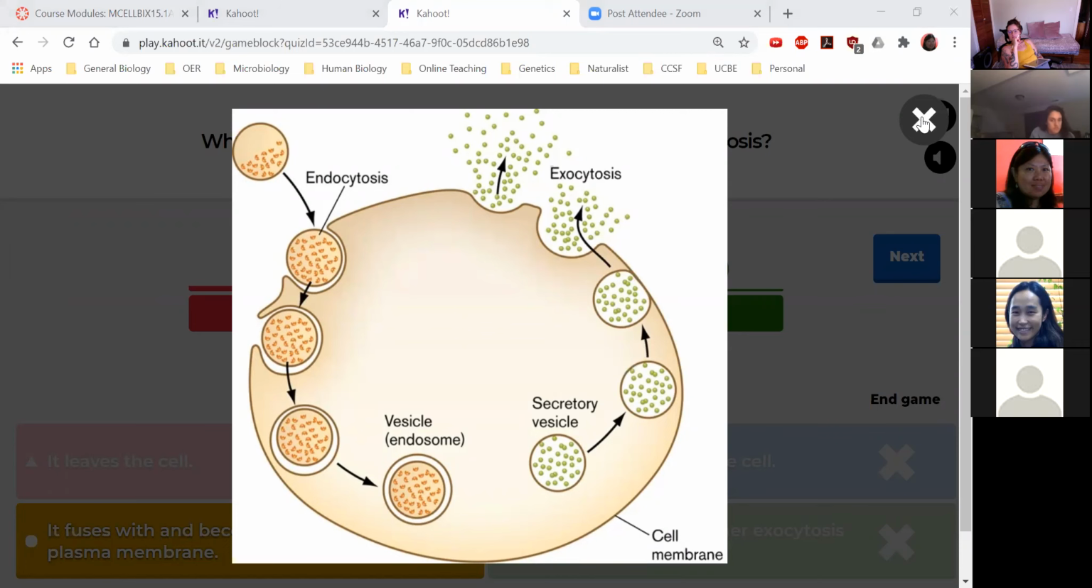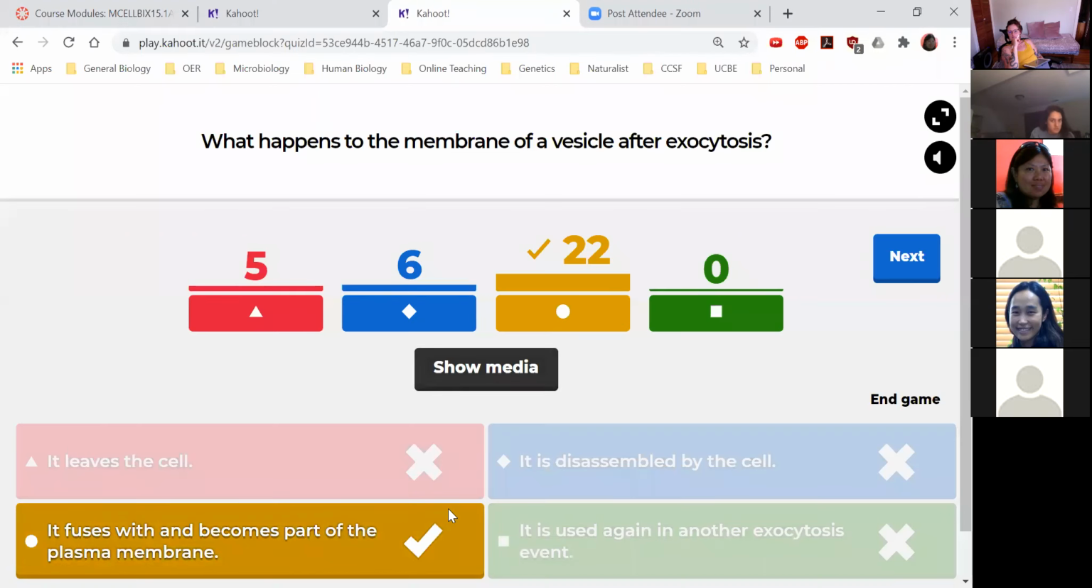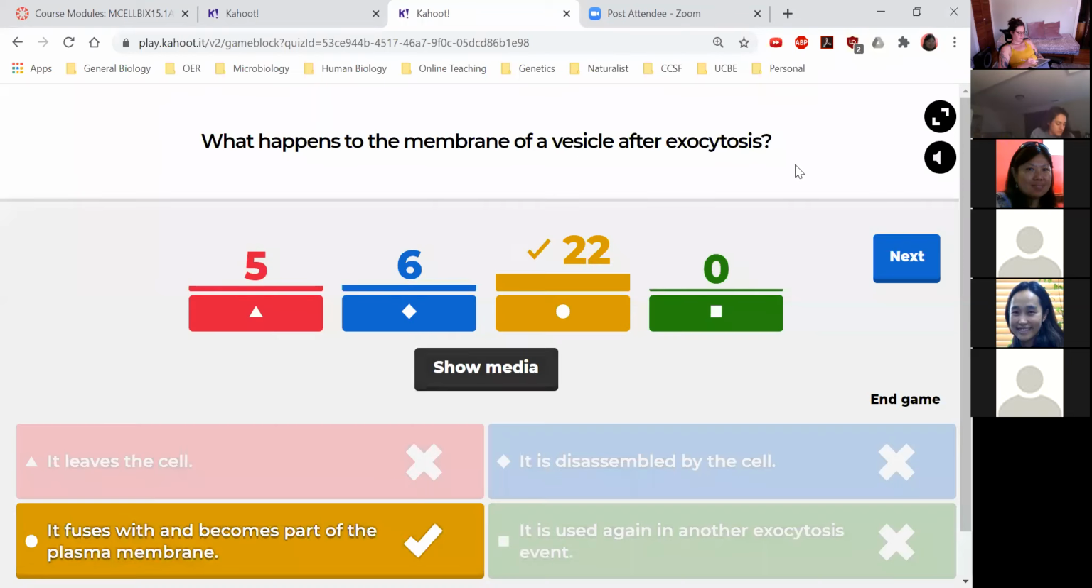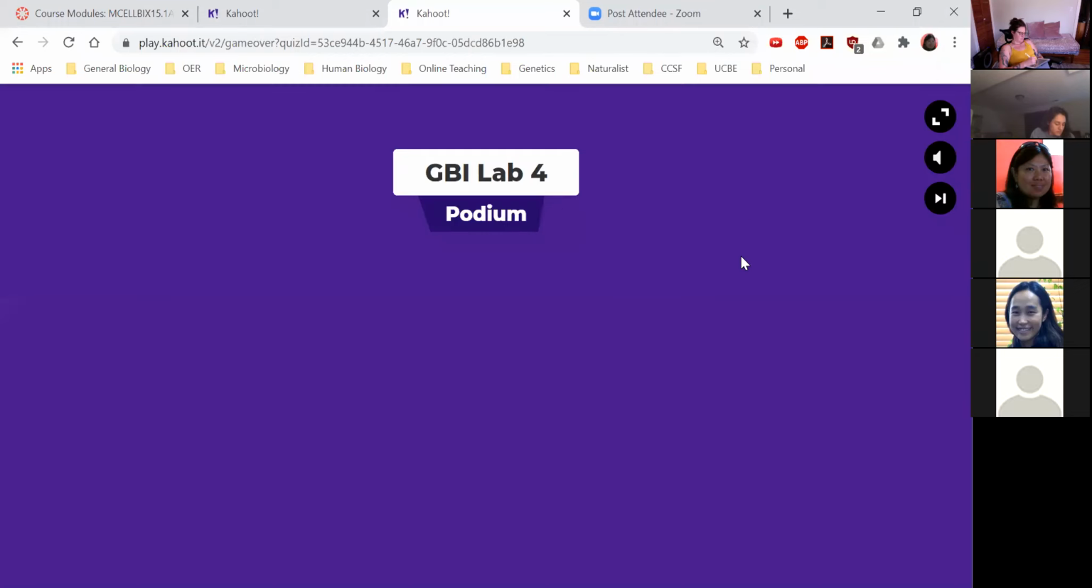So we have 22 people giving the correct answer, which is literally why intracellular trafficking works, because everything is made of phospholipids. So when they encounter other phospholipids, they can fuse with each other, and then they literally become a part of the plasma membrane. So let's see who's on the, that's actually my last slide, I think.